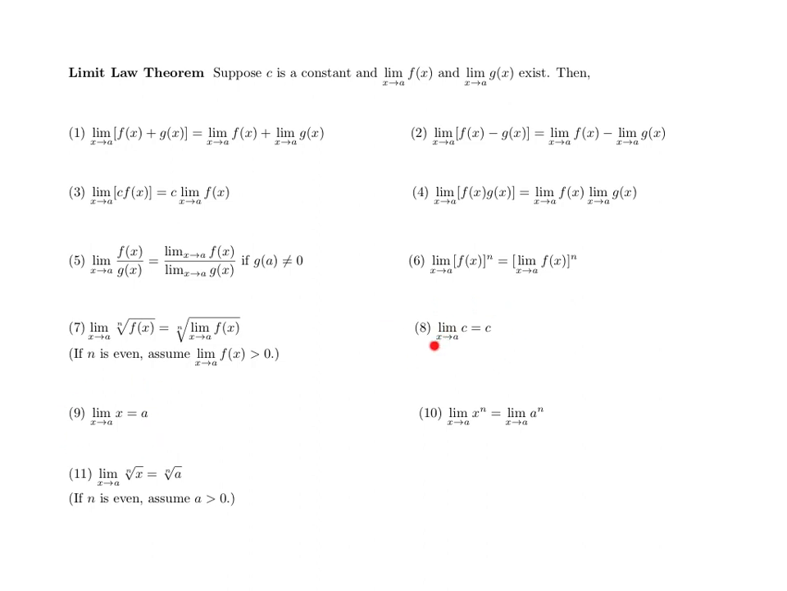This one says the limit as x approaches a of a constant is actually just the constant. And Law 9 says the limit as x approaches a of x, for some reason, is just equal to a. If you have an intuitive feeling for why these are true, that's fantastic. On the next slide, what I'll do is state these two laws and justify why they are in fact true.